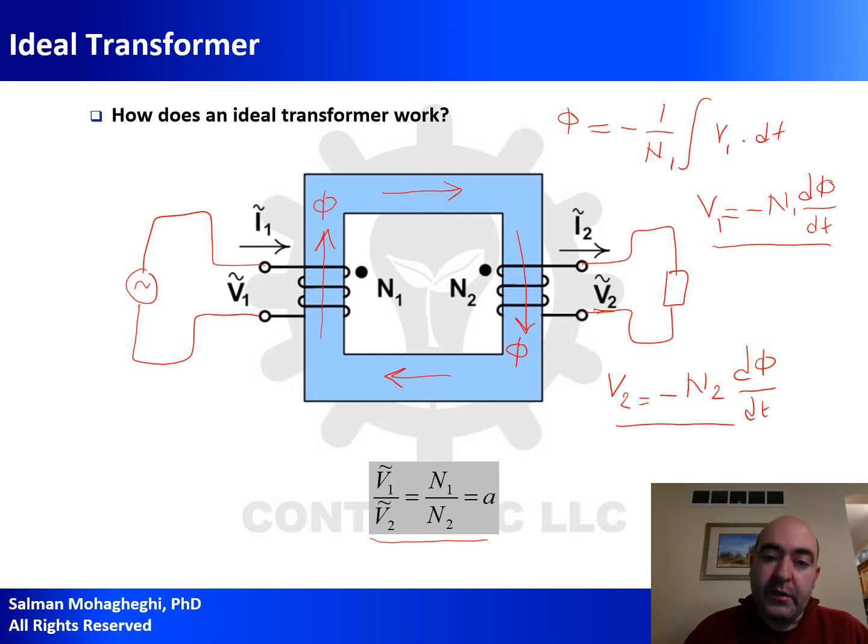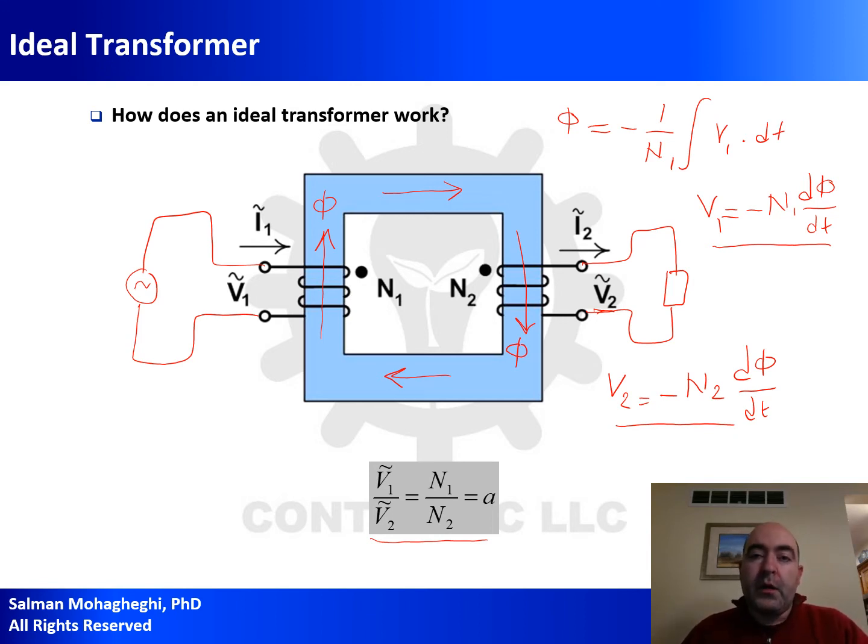Now, a few things here. Notice that on top of all my variables, my V's and I's, I have a tilde sign. This is my notation, this is my convention to indicate that these are phasors. These are complex values. These are not scalar values, so in fact they have a magnitude and a phase angle associated with them, number one.